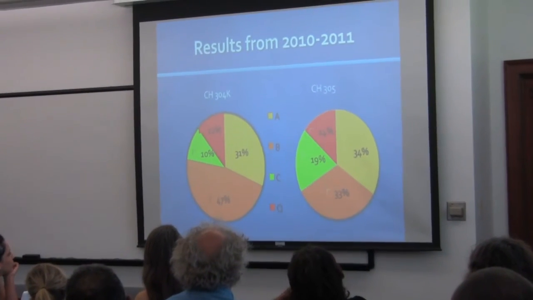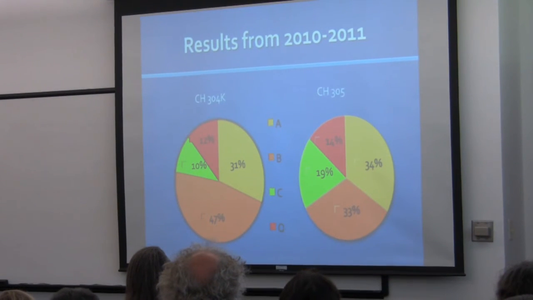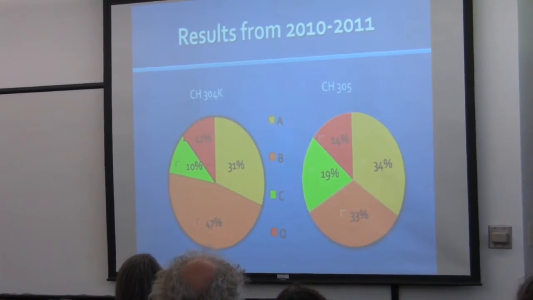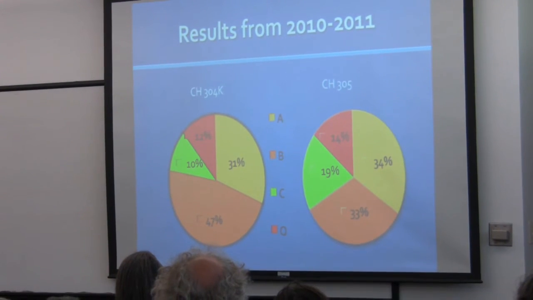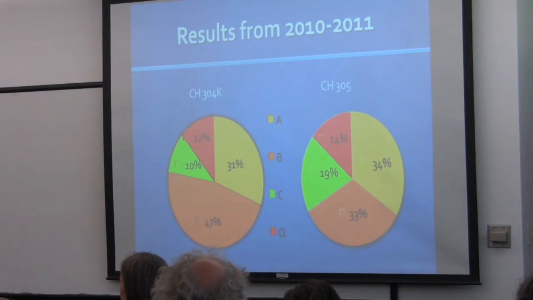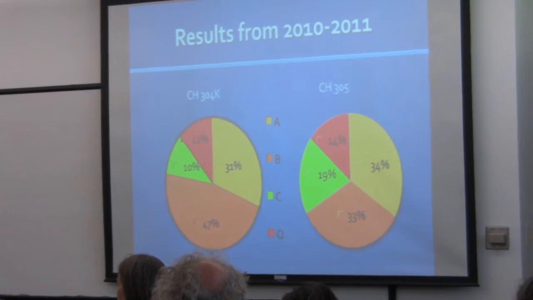31 to 34% A's the first semester and a big chunk of B's. Then I had more C's the second semester and a little bit more QDFs, because they were checking out, their seniors. I didn't give anybody a D or an F because they're high school students taking this as dual credit.